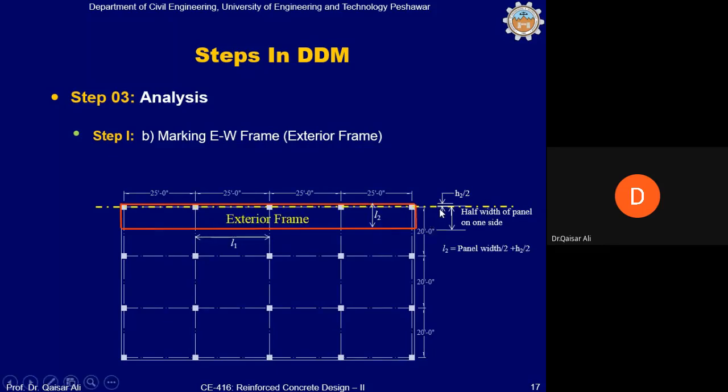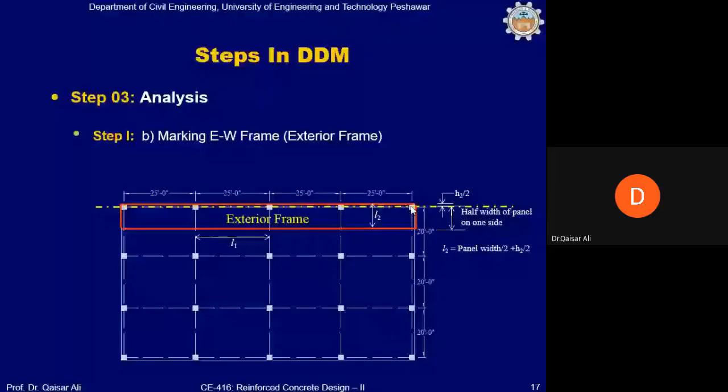So L2 is the panel width divided by 2 on one side, plus half of the column, because from the yellow line, which is the column center line, this panel extends up to half of the column size. If there is any slab extending beyond the edge of the column, then it will be treated as a cantilever slab, and it will be analyzed and designed separately. It will not be part of the flat slab's exterior frame.